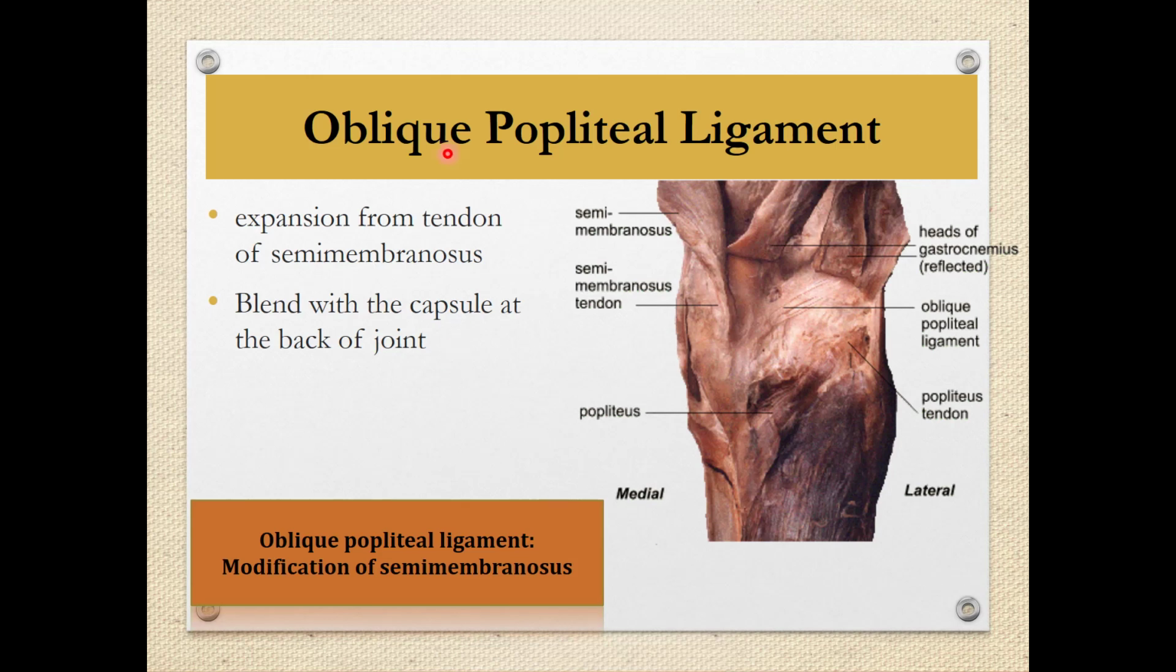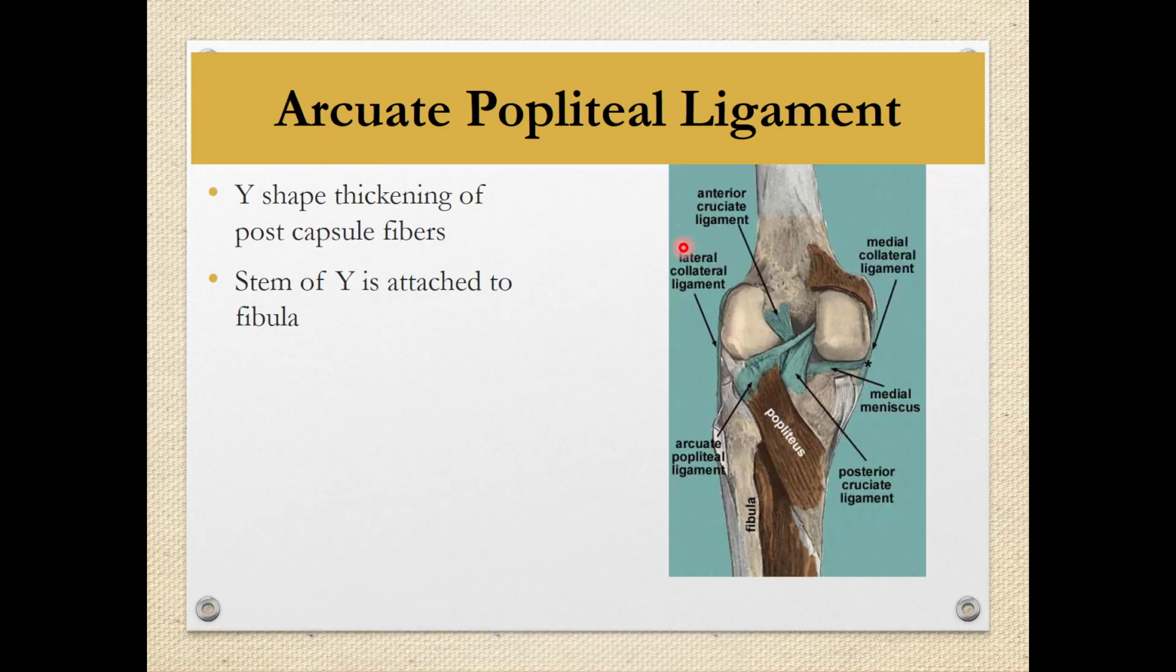Now another ligament, the oblique popliteal ligament. I have told you earlier that this is an expansion from the tendon of the semimembranosus muscle. It blends with the capsule at the posterior surface of the joint. Remember this, that the oblique popliteal ligament is a modification of the semimembranosus tendon. This comes in your exam in MCQs.